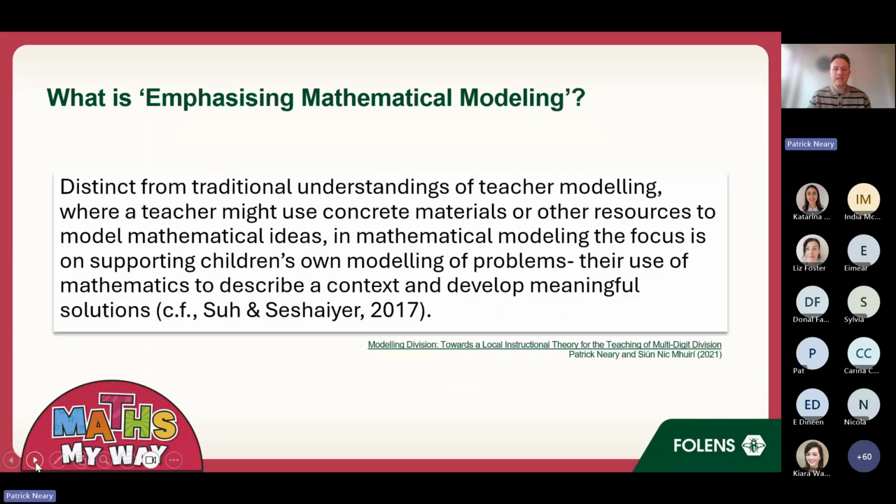So after looking at the theory, it's a nice time to go back and see maybe some examples from the classroom. And I was very lucky to work with Dr. Shuan McVurry from DCU a number of years ago on how this would look with teaching multi-digit division in fifth class. So it was their first time looking at it, and together myself and Shuan came up with a series of lessons that would help to bring out this type of thinking in the classroom.